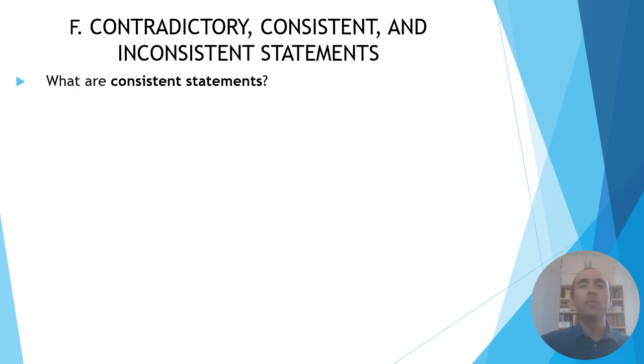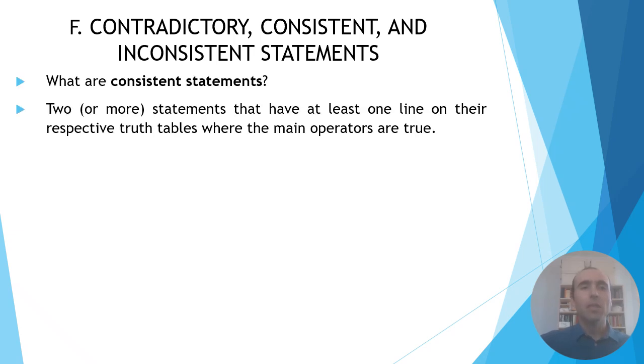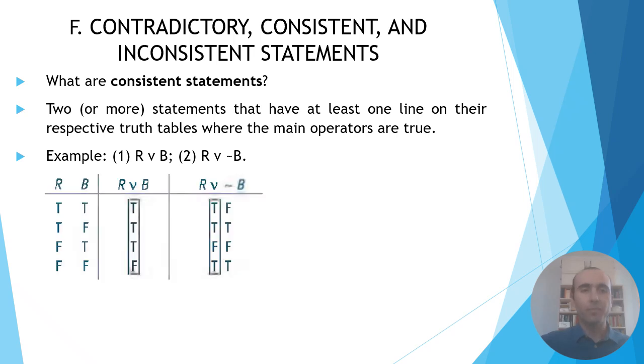Now let's study consistent statements. They are two or more statements that have at least one line on their respective truth tables where the main operators are true. Let's analyze the following example. The first statement is R wedge B, and the second statement is R wedge tilde B.